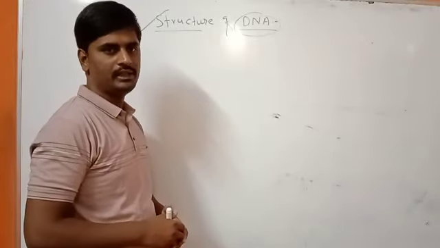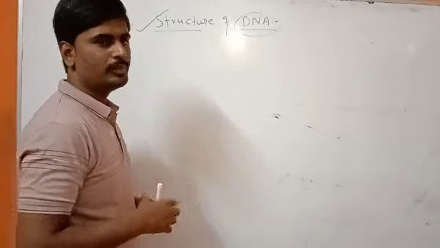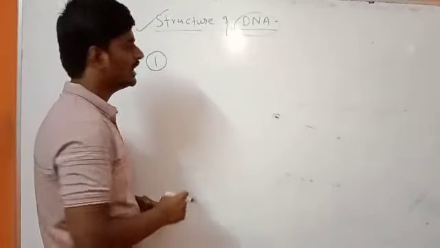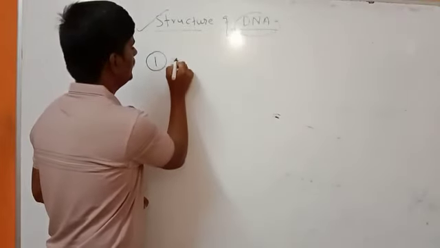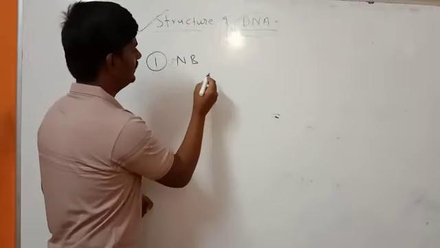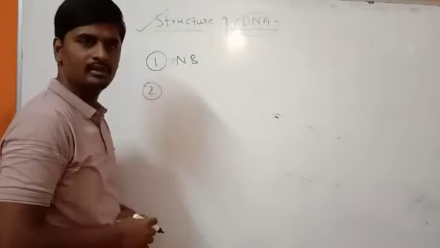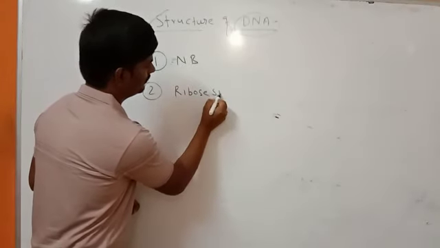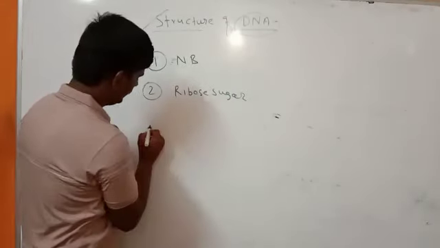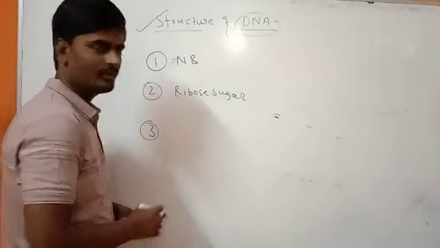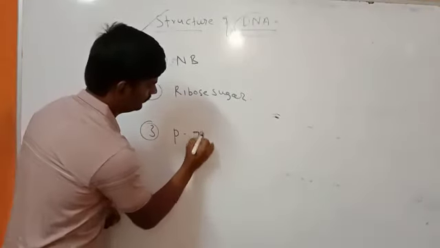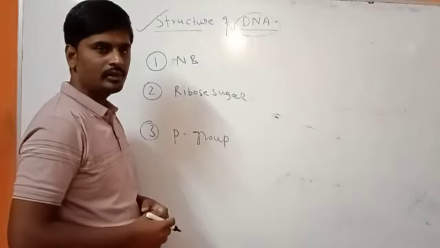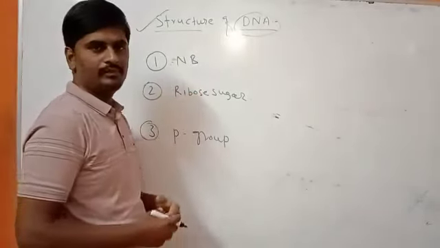The structure of DNA is made up of three basic components. The first one is nitrogen bases, the second one is ribose sugar, and the third one is phosphate group. One by one we are going to discuss the structure of DNA.